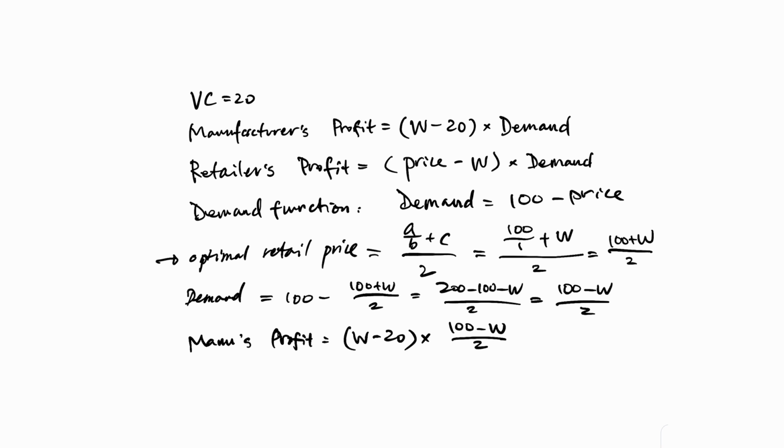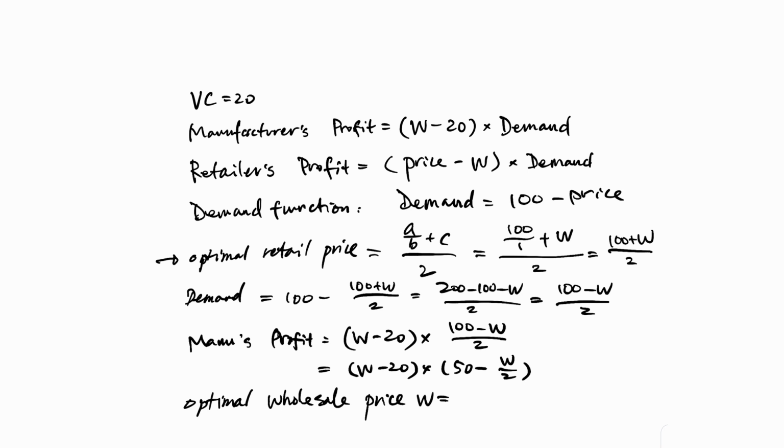If I rewrite this profit, you see that the second component is 50 minus W divided by 2. If you treat the second component as the demand function that we have done earlier, A is 50, B is half. So the optimal wholesale price would be W equals 50 divided by half, plus 20, that's the variable cost, all divided by 2. This gives us the optimal wholesale price of $60.